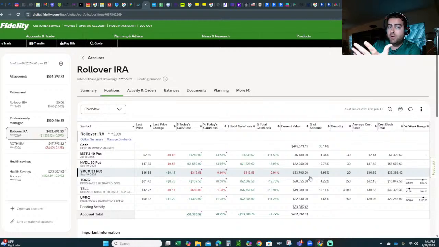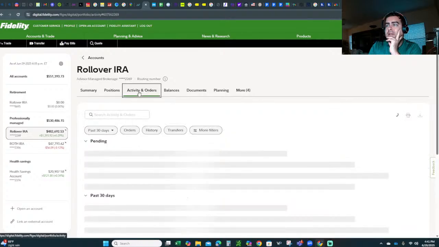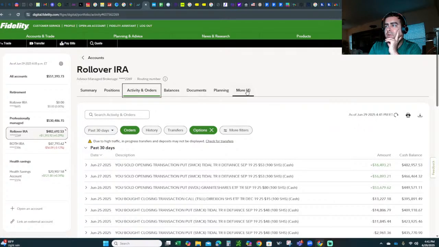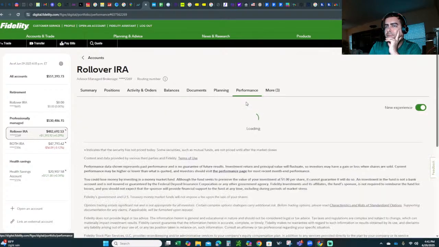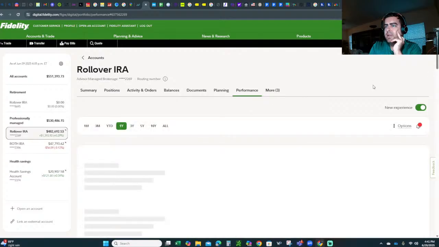It's called a Rob's process, basically this is going to be a C corp. So anyway, that's another story that I'll get into when it happens. But let's go over activity and orders here. Let's go over the actual realized gains in the account.